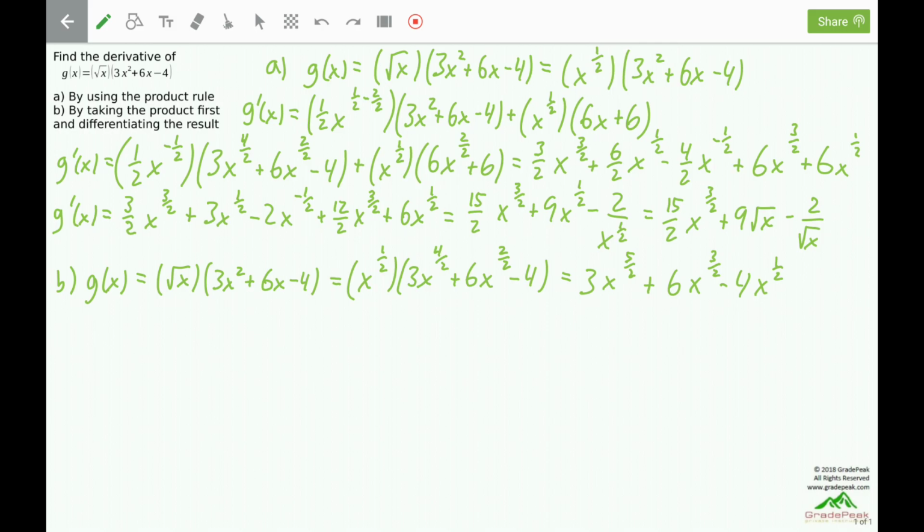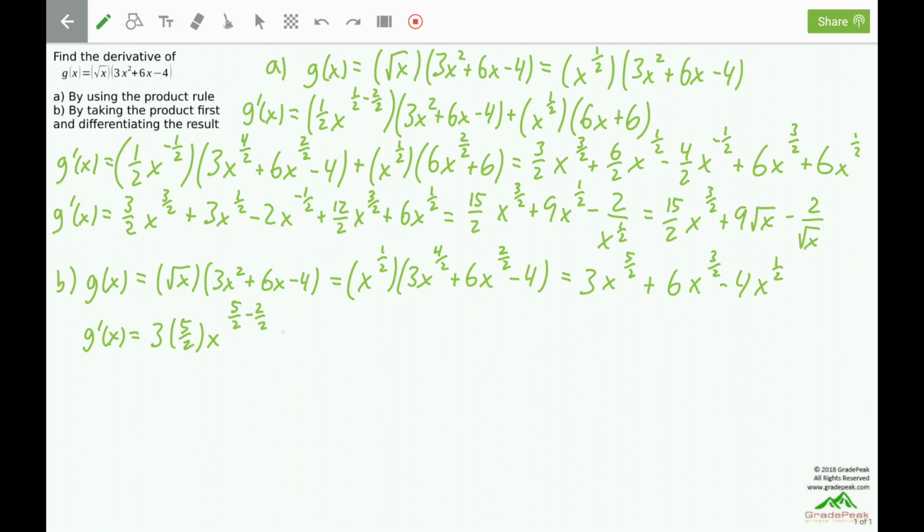These terms are added or subtracted with each other. We can therefore take the derivative of each of them separately and add or subtract the results accordingly. G prime of x will be the first, a power rule. Bring the 5 halves down and subtract 1 from it. I will call that 2 halves.